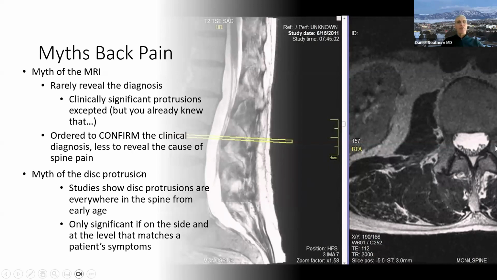This ties into the myth of the disc protrusion. Studies have shown that disc protrusions are everywhere in the spine from a fairly early age, and they don't mean a darn thing unless they are on the side and at the level that the physician knows matches a patient's symptoms, and then that disc protrusion is probably significant.